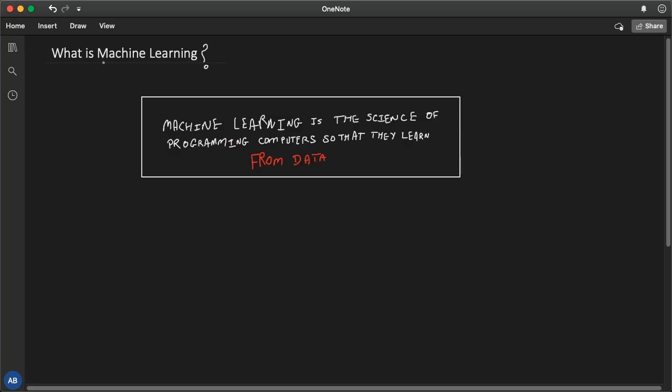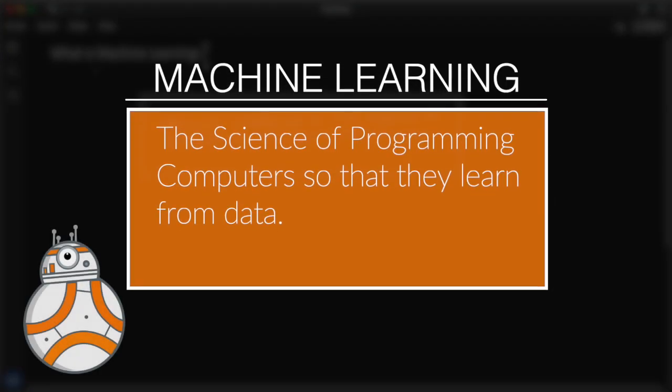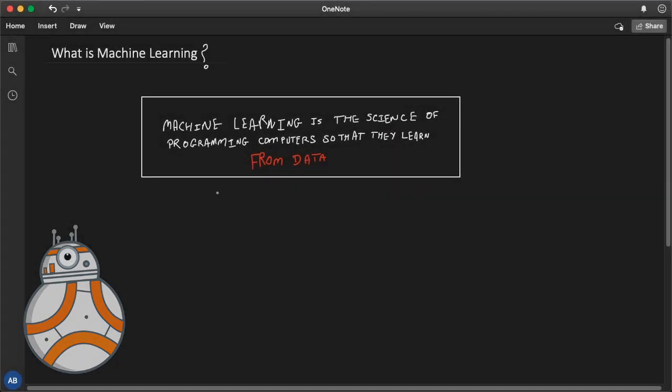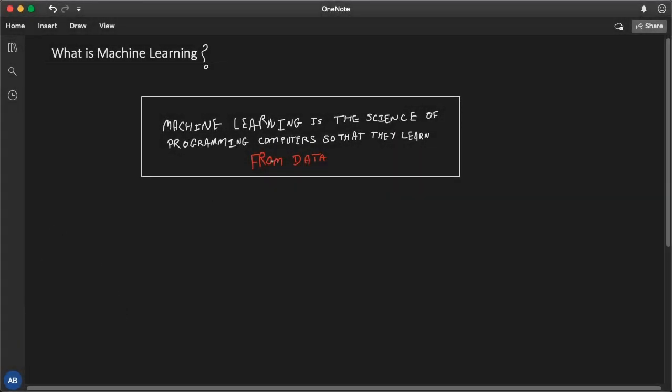Machine learning is the science of programming computers so that they learn from data. And notice how I wrote "from data" in red, as this is a very important keyword over here: data. Now, many other well-known machine learning scientists and computer scientists have had their slightly more general definitions.